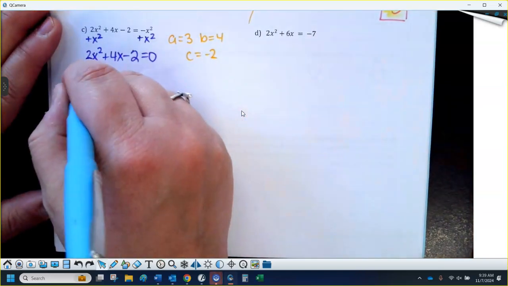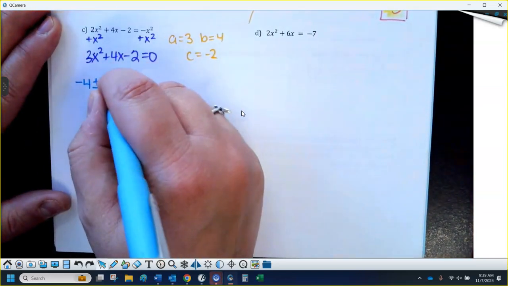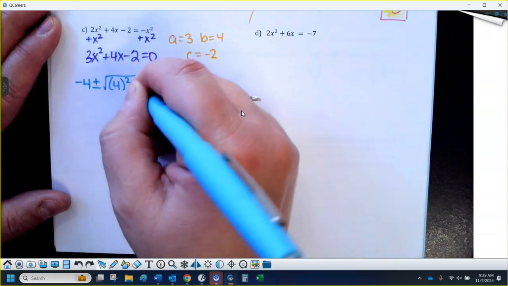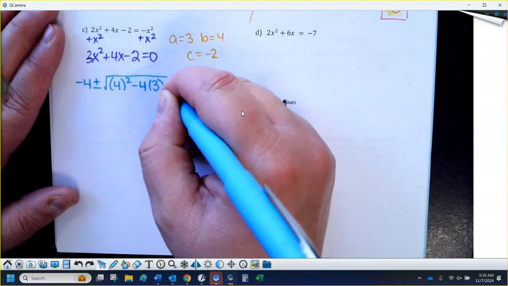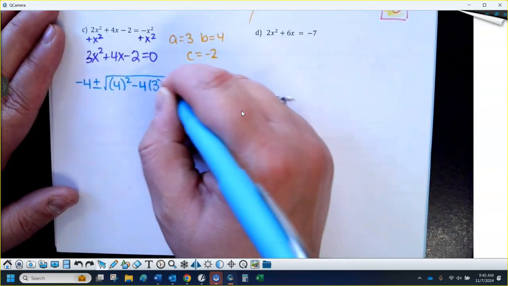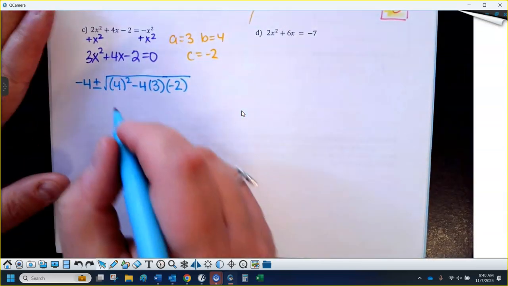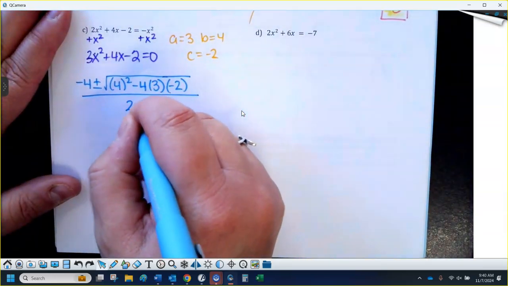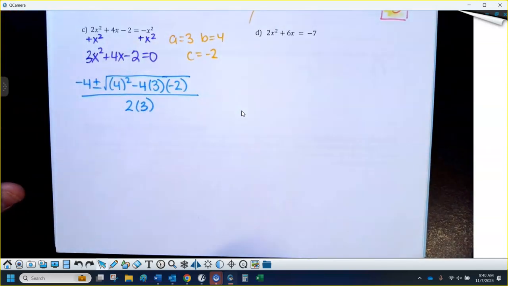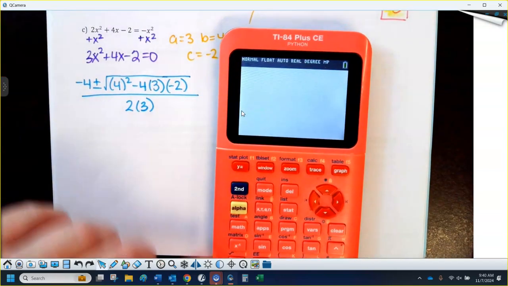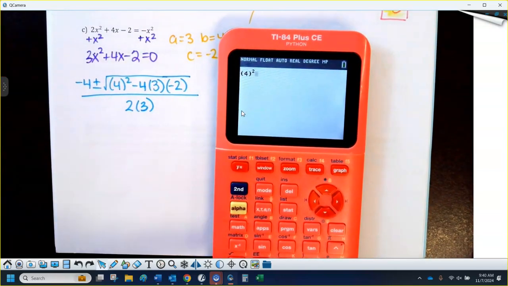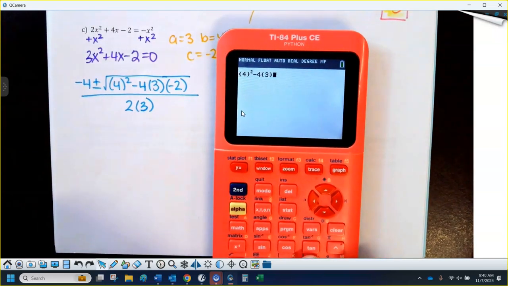All right, so opposite of b, -4, plus or minus the square root. b squared is 4 squared here, minus 4 (part of the formula) times the a value, which is 3, times the c value, which is, excuse me, -2, everybody, all divided by 2a, which is 2 times 3. Again, I would recommend I just type whatever's under the radical, but I don't include the radical. So we're squaring 4, minus 4 times 3 times -2. I'm just trying to keep myself from making a mistake.